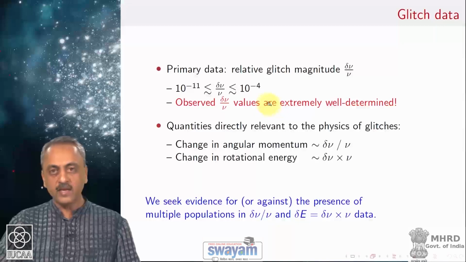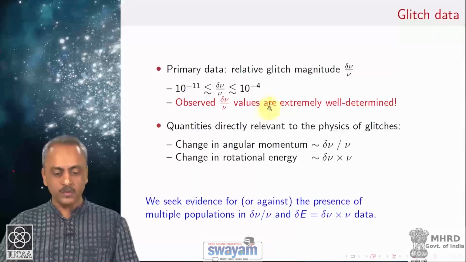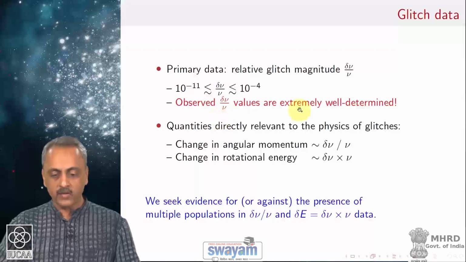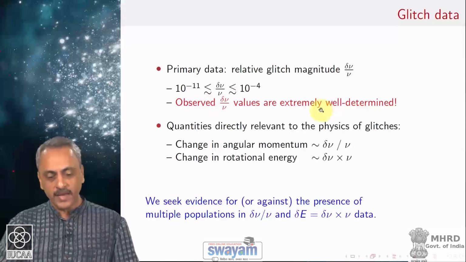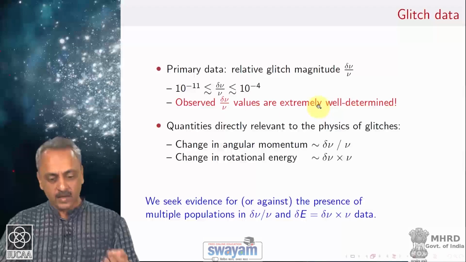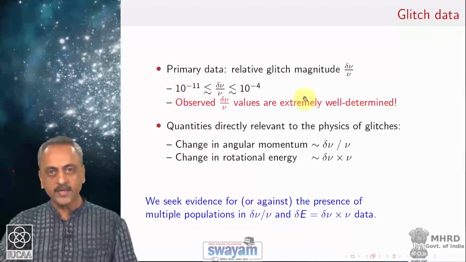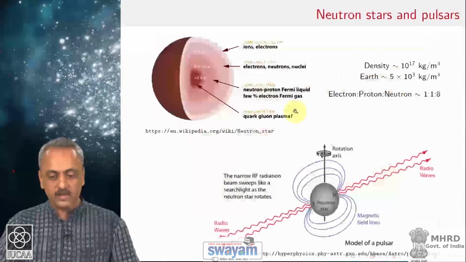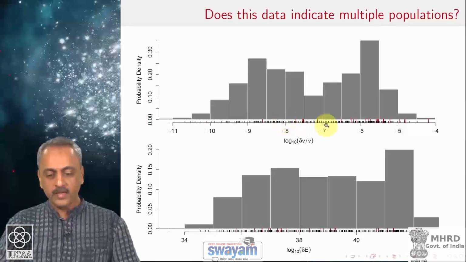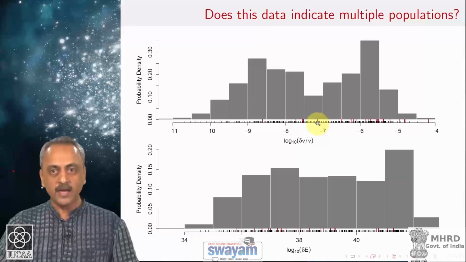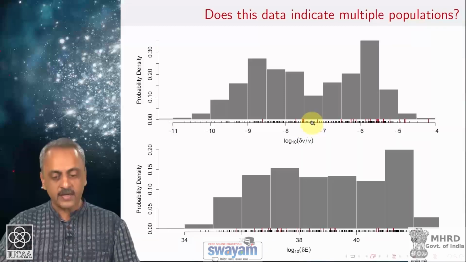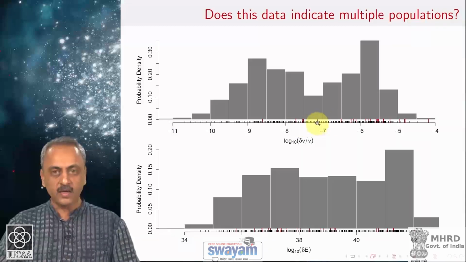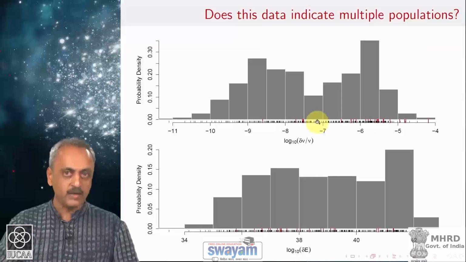Now, the key thing here is that observations in this regard are so precise that delta nu by nu values are extremely well determined. The error bars involved are really tiny compared to the magnitude of the glitch. So, one of the first concerns we talked about, whether these horizontal ticks are variable or movable across data realizations, is now eliminated. We can just assume that they are nearly fixed. The error bar is smaller than the width of the tick, for example.